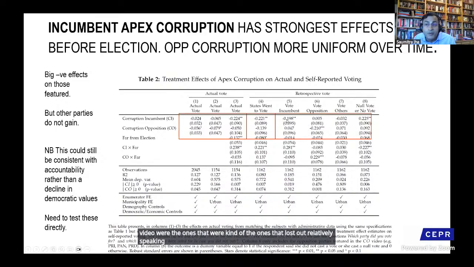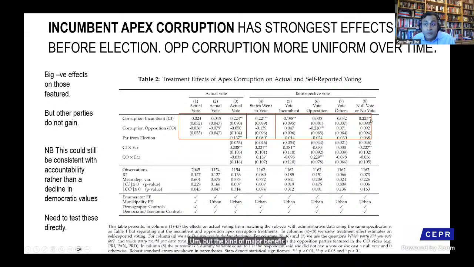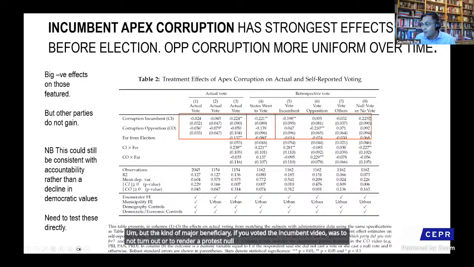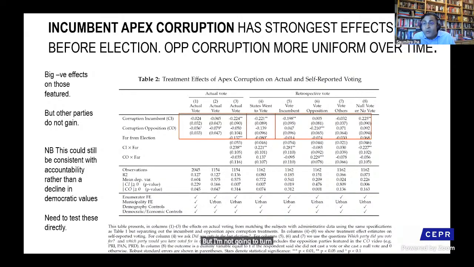So if you got the incumbent video, you're less likely to vote for the incumbent. Got the opposition video, less likely to vote for the opposition. But the major beneficiary, if you got the incumbent video, was to not turn out or to render a protest null vote, which you could say is still consistent with accountability rather than a decline in democratic values. Maybe people are just saying, well, I would have voted for this party, but I'm not going to turn out, and that's my way of punishing them rather than voting for the other side. So we want to see whether this in fact reflects democratic values.